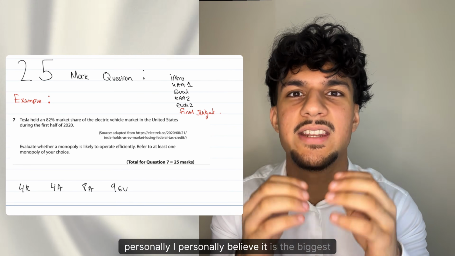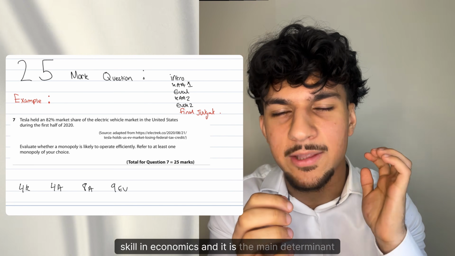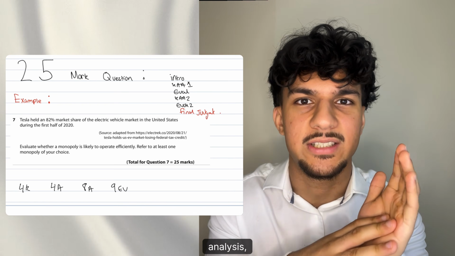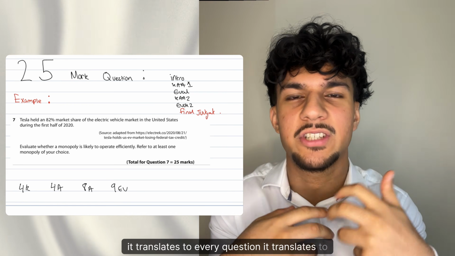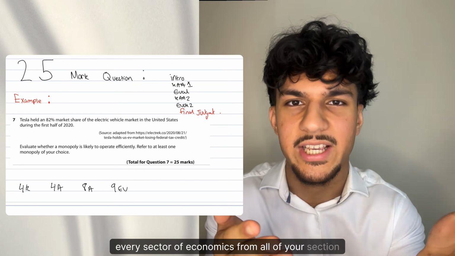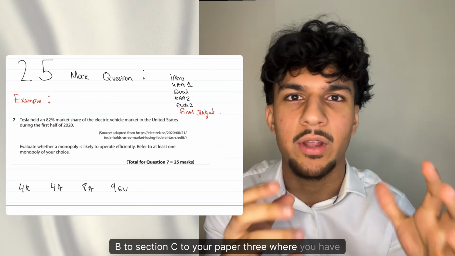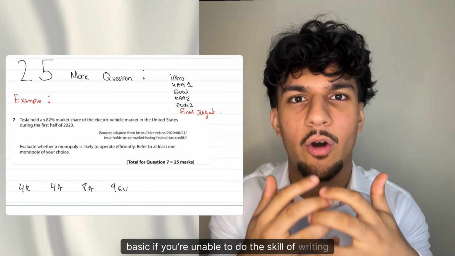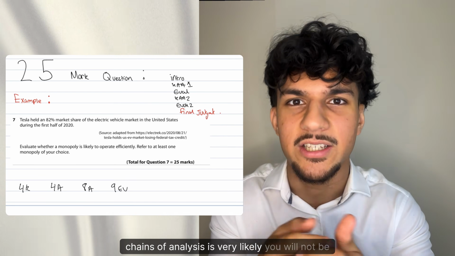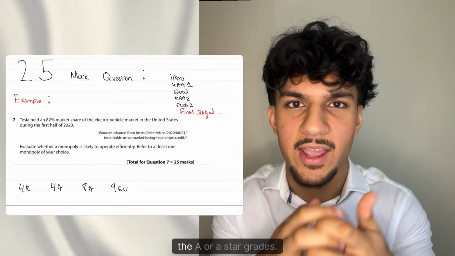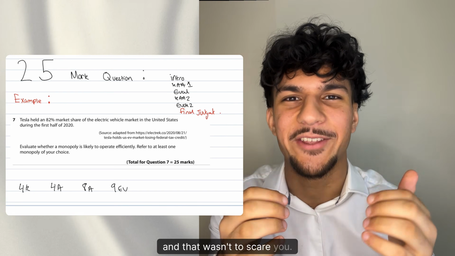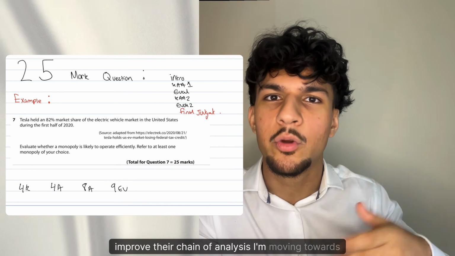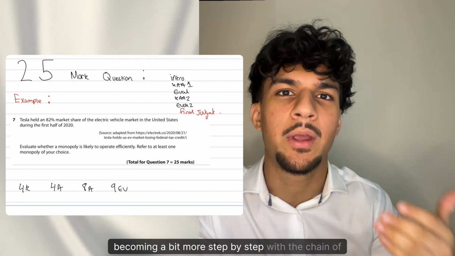I personally believe it is the biggest skill in economics, and it is the main determinant of your end grade. Your ability to write that step-by-step chain of analysis translates to every question. It translates to every sector of economics. From all of your section B to section C to your paper 3 where you have to do basically section B twice, it is where the marks are at. If you're unable to do the skill of writing chains of analysis, it is very likely you will not be scoring anywhere near the A or A star grades. And that wasn't to scare you. I will be uploading several videos to try help students improve their chain of analysis and move towards becoming a bit more step by step.